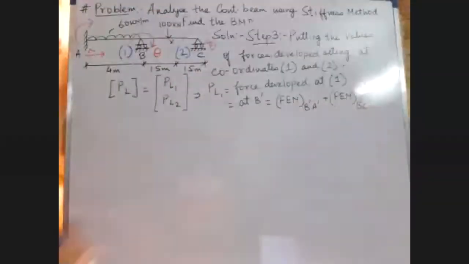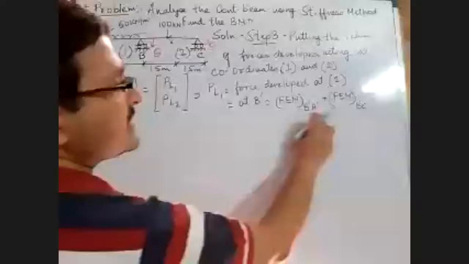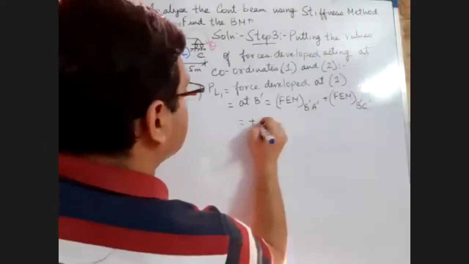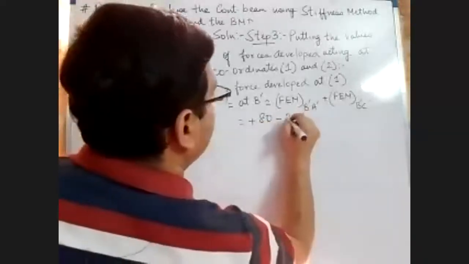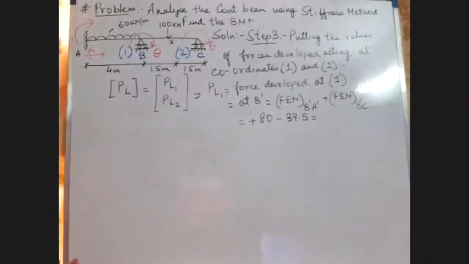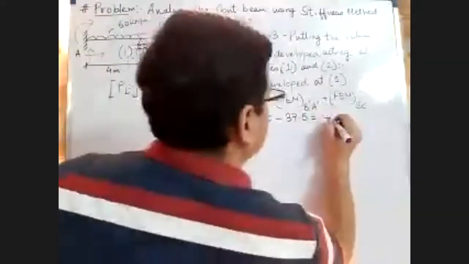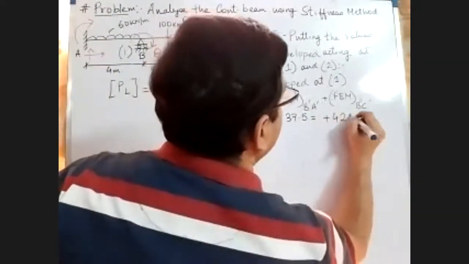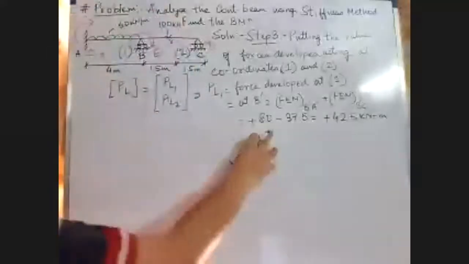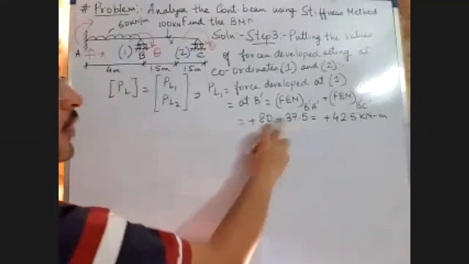So the fixed end moments at B dash A dash and B dash C dash. How much was the fixed end moment? Plus 80 minus 37.5, so it is coming 42.5. So the force at B dash, that is at coordinate 1, is the sum of all the fixed end moments.